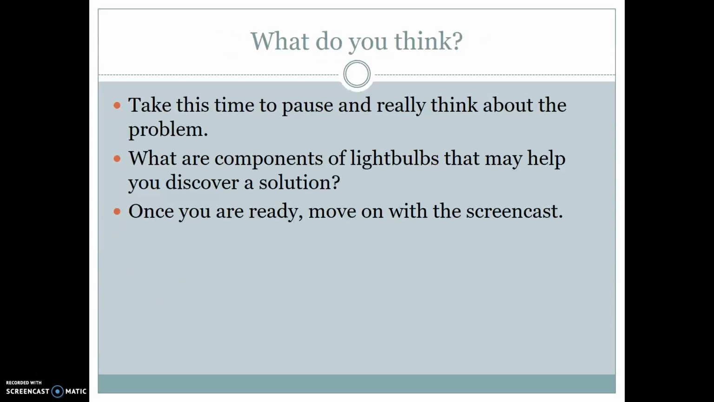Take this time to pause and really think about the problem. What are the components of light bulbs that may help you discover a solution? Take this time, and once you're ready to move on with the screencast, you may do so.